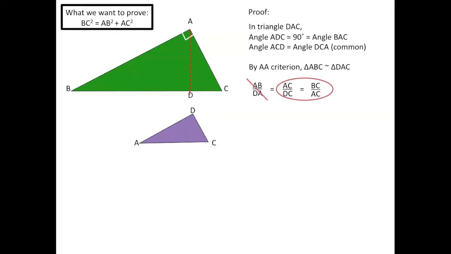With this part of the proportion, you can now do the next step of the proof, which is cross multiply. So when you cross multiply, you end up with AC squared is equal to BC times DC. Okay, so that's everything we can get from the purple triangle. Now let's bring back triangle 2.